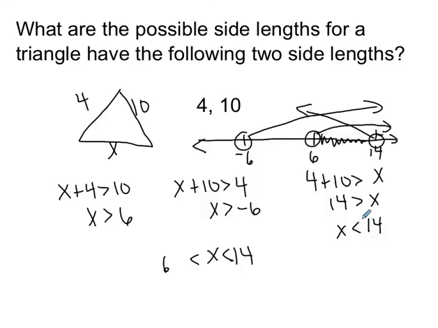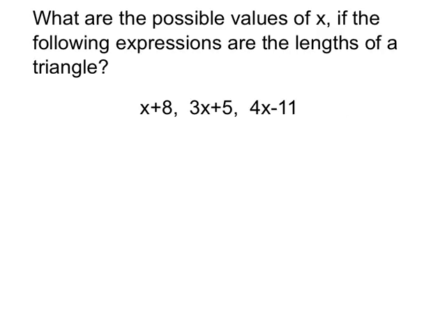There's a nice shortcut that goes with this. 6 is the difference of my side lengths. The third side length is between the difference of the side lengths and the sum of the side lengths. And that will always work, but I did want you to understand why. Now, that will only work when you're given values, but if I'm given expressions, it works out a little bit differently.